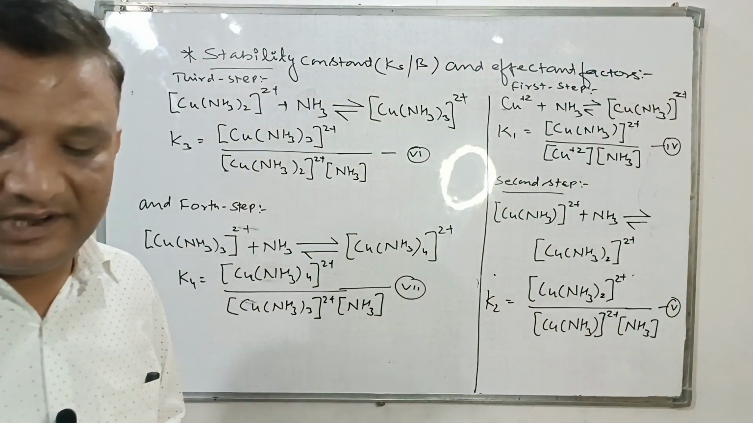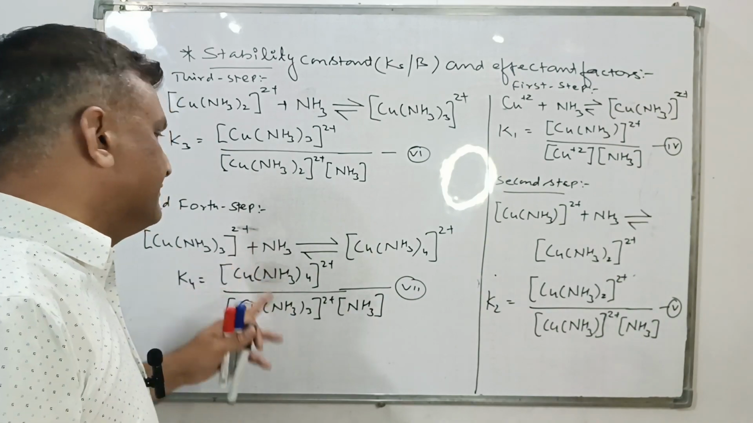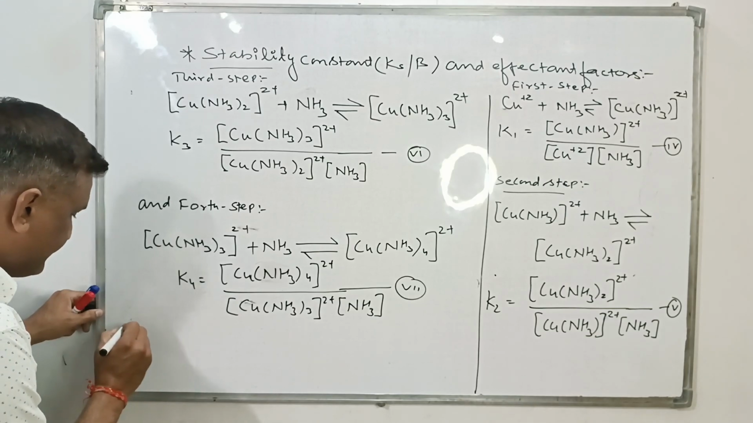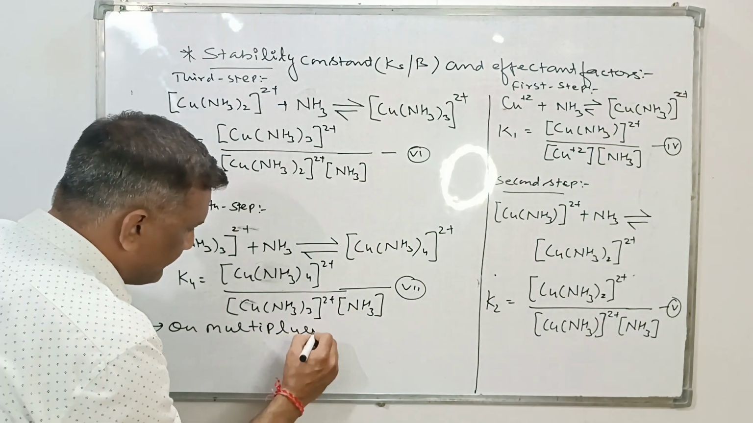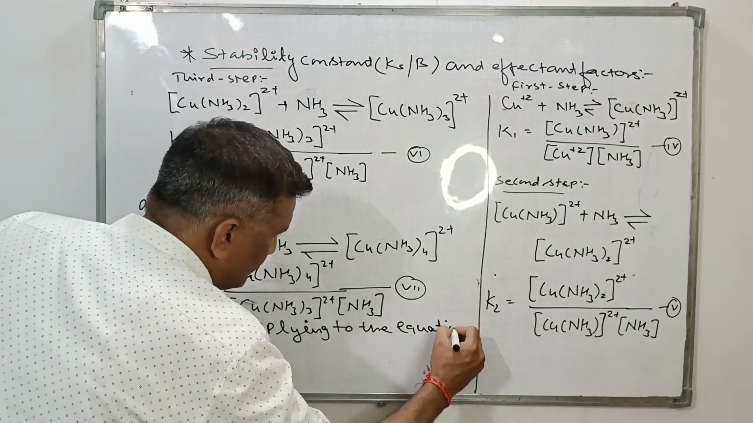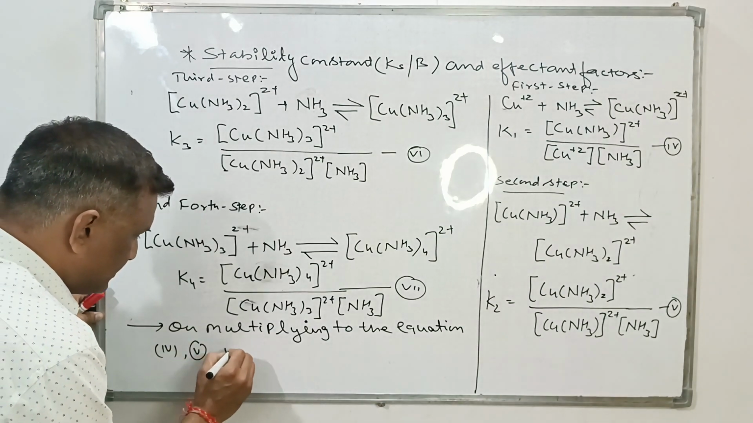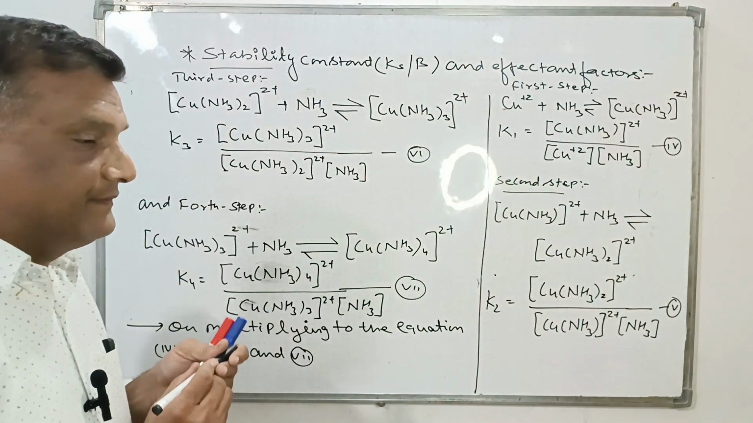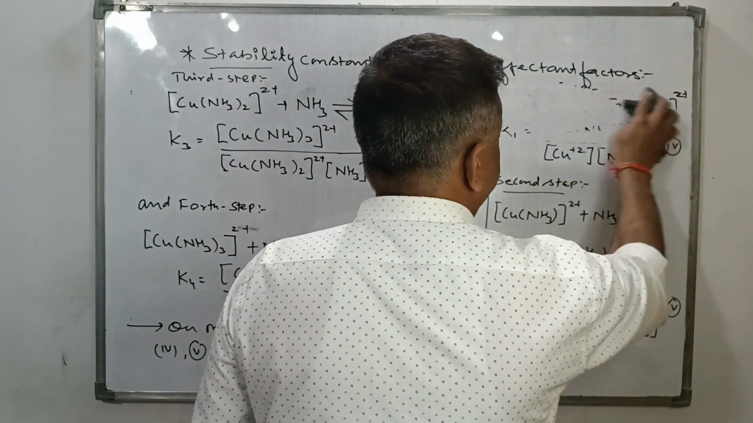Now the relationship between K1, K2, K3, K4 and the overall stability constant. On multiplying the equations, this is your fourth, fifth, sixth and seventh, what will it be? It will be as follows. Listen to me carefully.